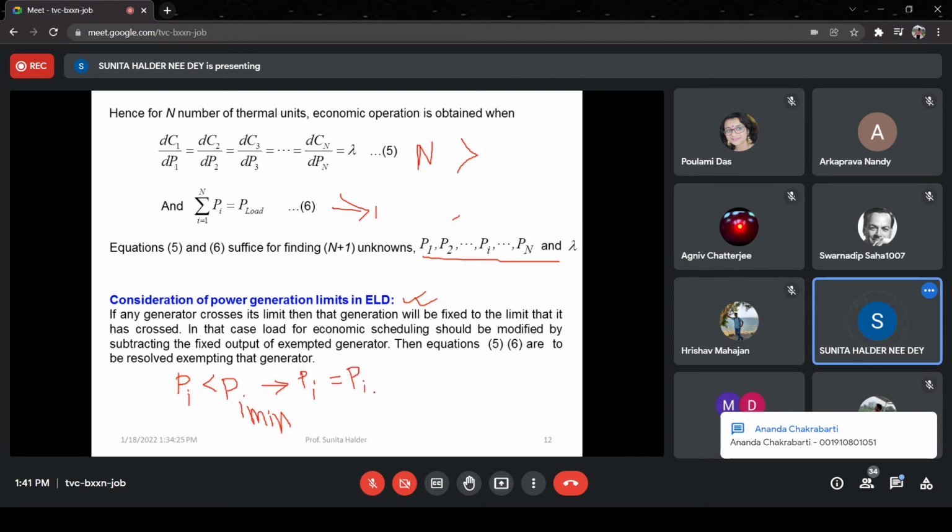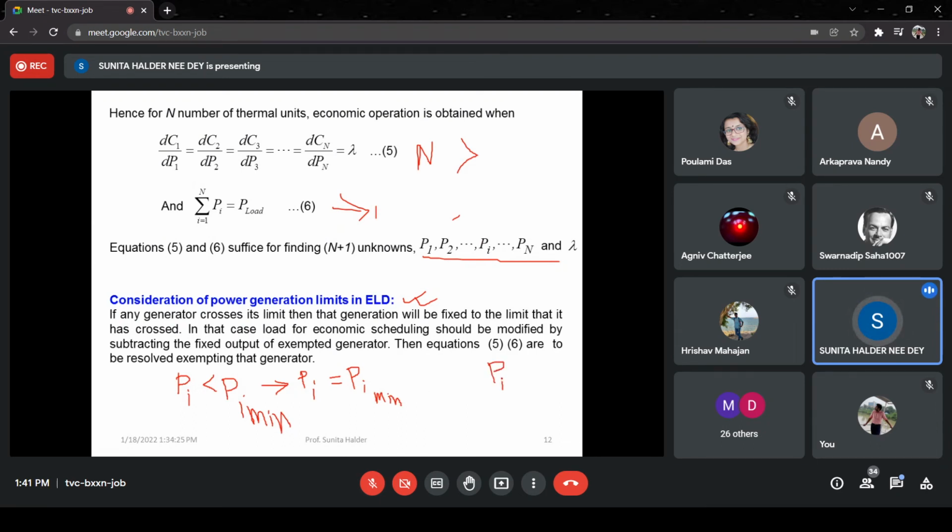Right? Similarly, if Pi is more than Pi max, then we have to fix Pi equal to Pi max. In both the cases, when you are violating this, because this is not feasible, we use this one instead. That means you are violating this equation. Then the economic operation will not be there in that case.